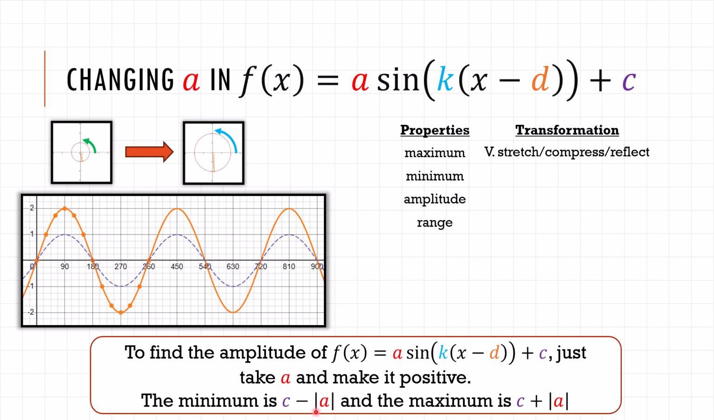This symbol right here, these two straight lines, is called the absolute value, which means whatever number is in here, we're just going to make it positive. I don't care if it's negative or positive. If it's positive, we're going to keep it that way. If it's negative, I'm going to make it positive. So C, which is the midline, minus the amplitude gets me the minimum. And to find the maximum, I start at the midline, that's C, and I go up by the amplitude, and that takes me to the maximum value.